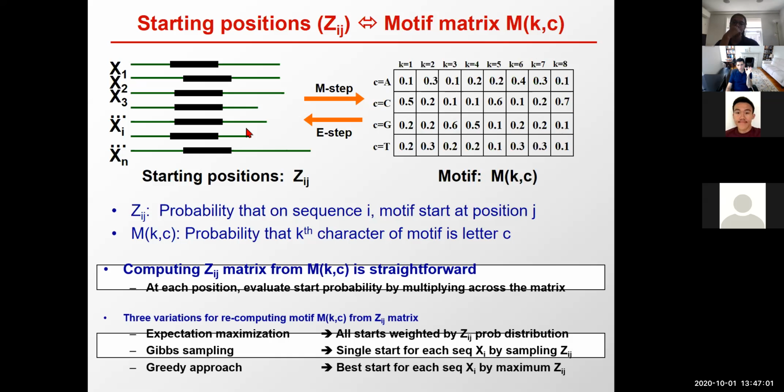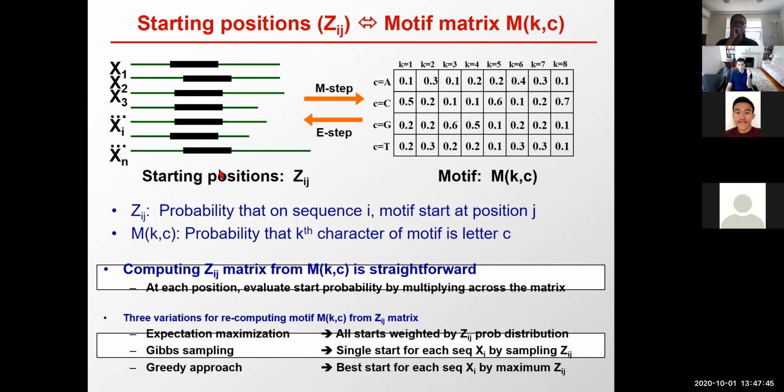For computing the motif from the starting positions, so I have now my Zij vector, there are three different approaches. One is expectation maximization, where all of the starting positions are weighted by their Zij probability distribution, and that's used to then construct a weighted average that gives me my motif. Another approach is the Gibbs sampling approach, which we're going to talk about in a little more detail now, which is I'm going to choose not multiple starts at every location. I'm going to choose a single start for every sequence by sampling that vector.